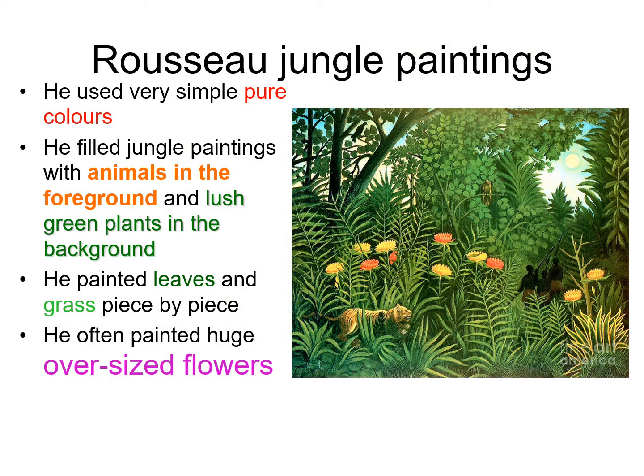Rousseau's jungle paintings were very, very beautiful, and he used very pure colours. He filled the paintings with animals that tended to be in the foreground, and that means that they were always in the front of the painting. And then he filled the background with beautiful, lush green plants. He painted leaves and grass piece by piece, so leaf by leaf, and he often enlarged the flowers and made them very, very big, much like Georgia O'Keeffe, who we studied earlier in the term.